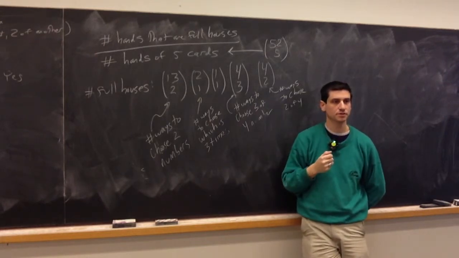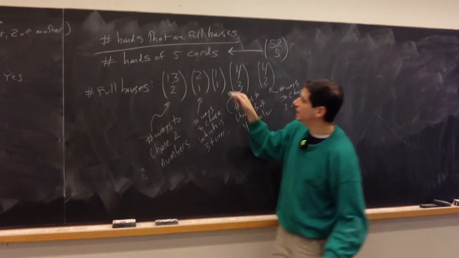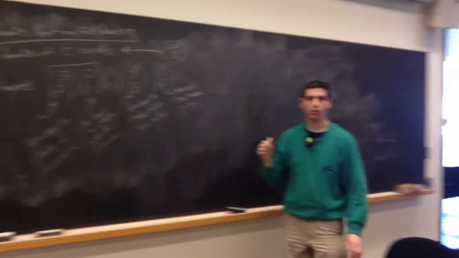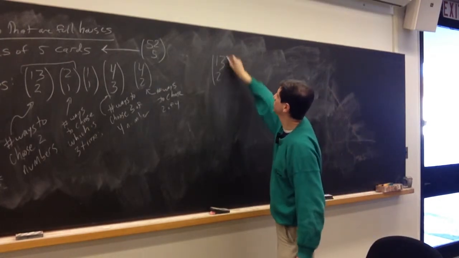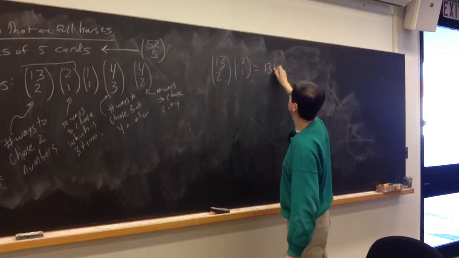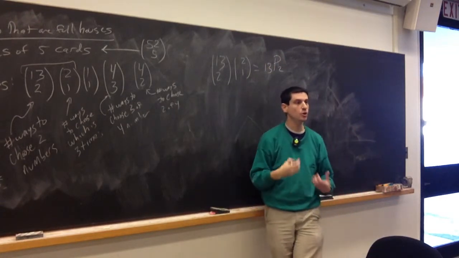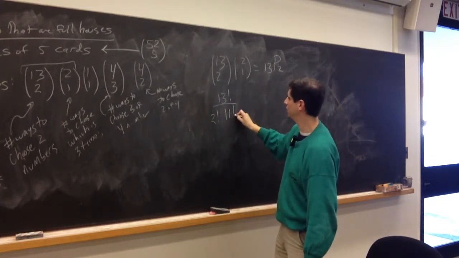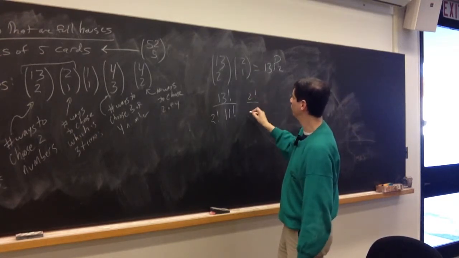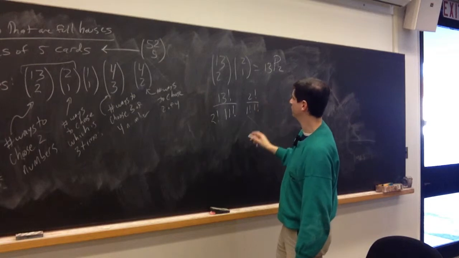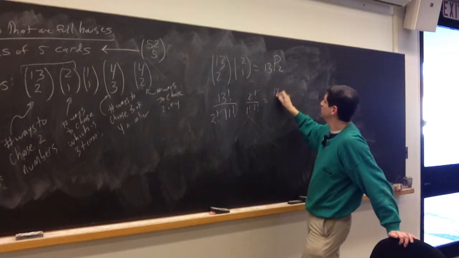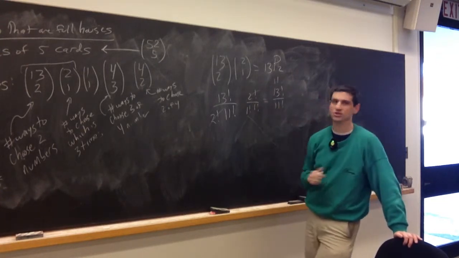Yes? Is that first expression different than calling that whole thing 13 P2? Okay, so if I chose this as 13P2, that would actually be the same. That's an excellent observation. What you're remarking is that 13 choose 2 times 2 choose 1 is actually 13P2. I'm choosing 2 from 13 where order matters. And so what's going on here is I have 13 factorial over 2 factorial, 11 factorial, times 2 factorial over 1 factorial, 1 factorial. The 2's cancel. And amazingly, this is now 13 factorial over 11 factorial, which is 13P2.